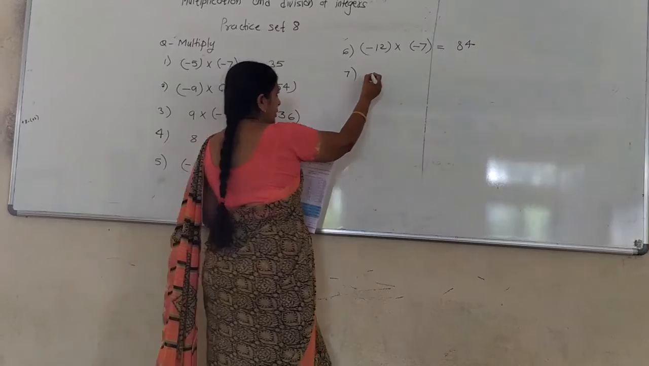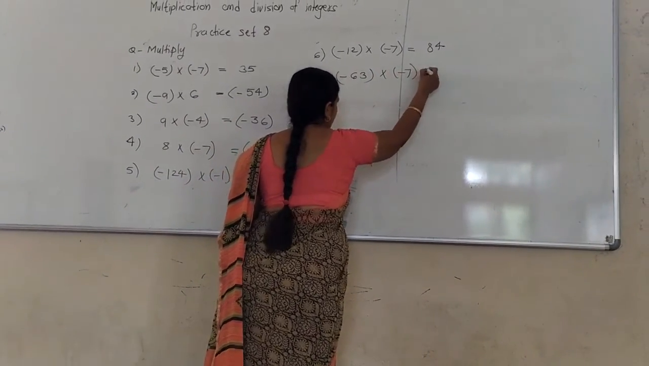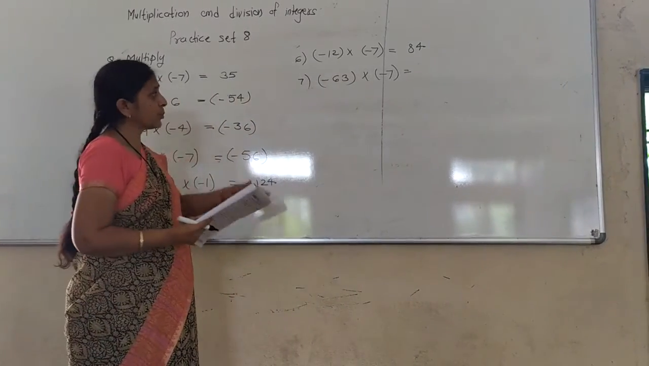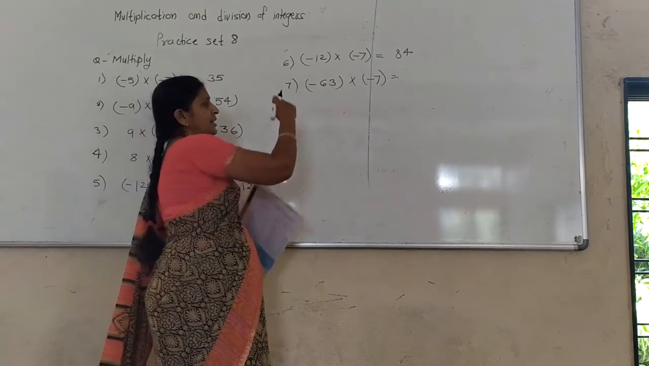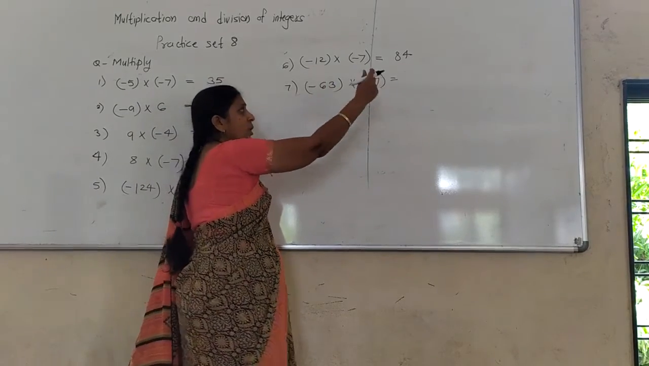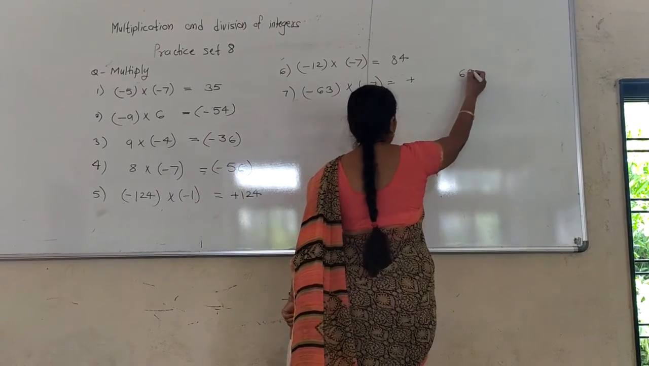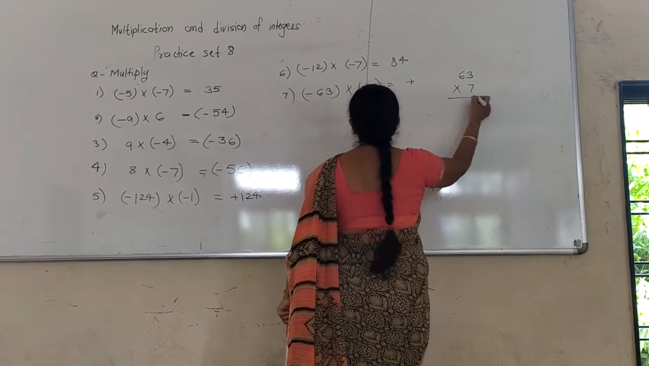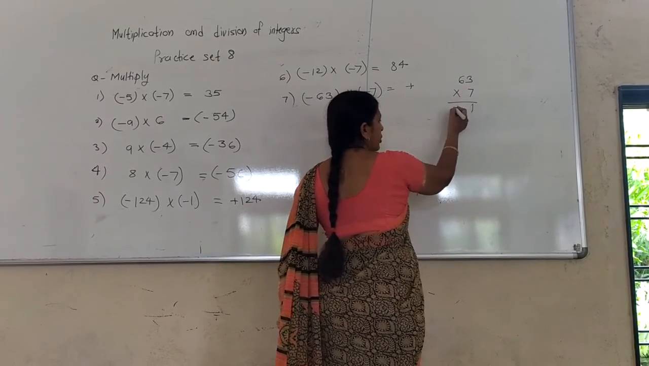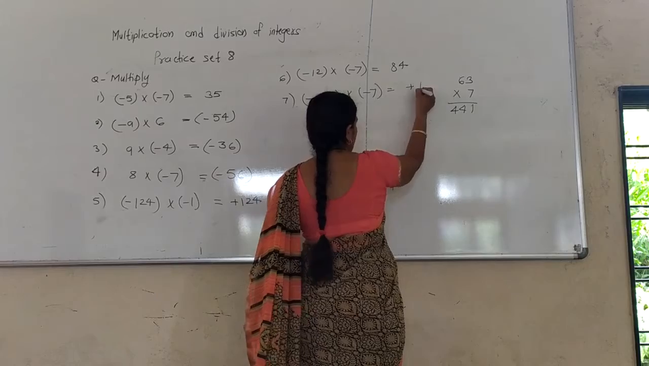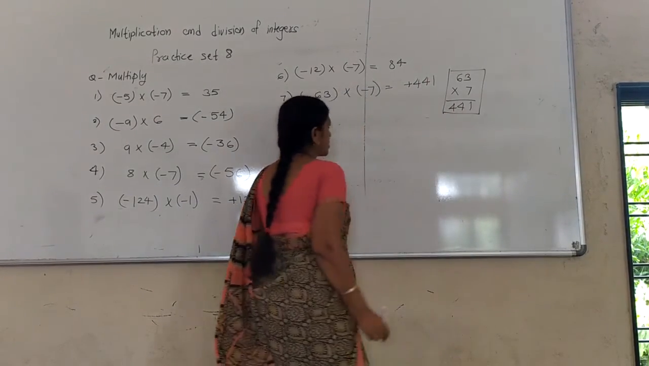Next one, negative 63 multiplied by negative 7. Observe both numbers, both are negative, meaning both have the same sign. Same sign integers multiplication gives us a positive integer. So put a positive sign here, and do the multiplication vertically. 7 3s are 21, carry 2, 7 6s are 42, 42 plus 2 is 44. So our answer is 441. Whenever needed, you do the multiplication vertically.